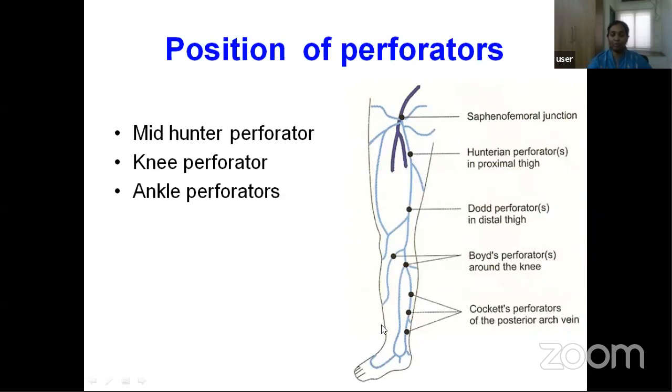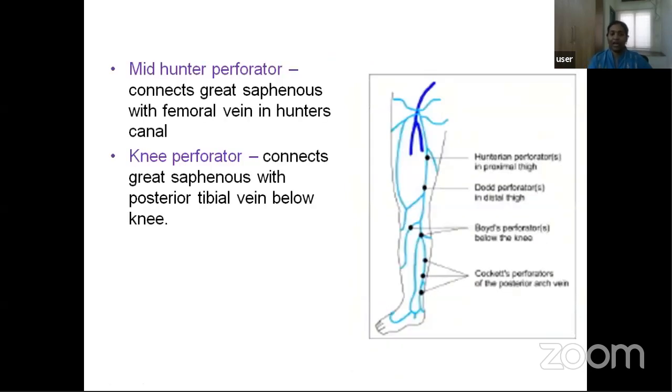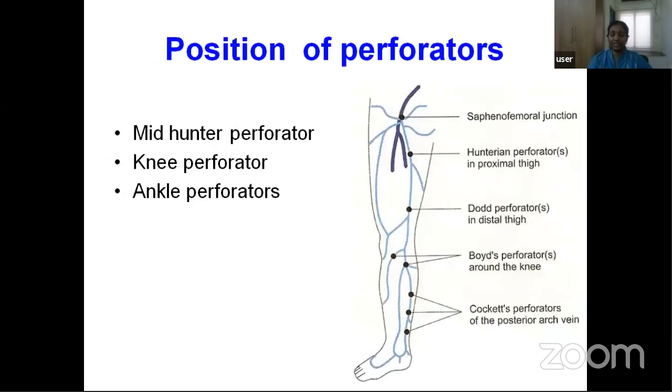We need to know the position of the perforators. And why do we need to know their position? Because sometimes there is a condition called ulceration. When varicose veins are there, the veins enlarge so much that sometimes they rupture, and usually this rupturing occurs only at the perforator. So we need to know the positions.